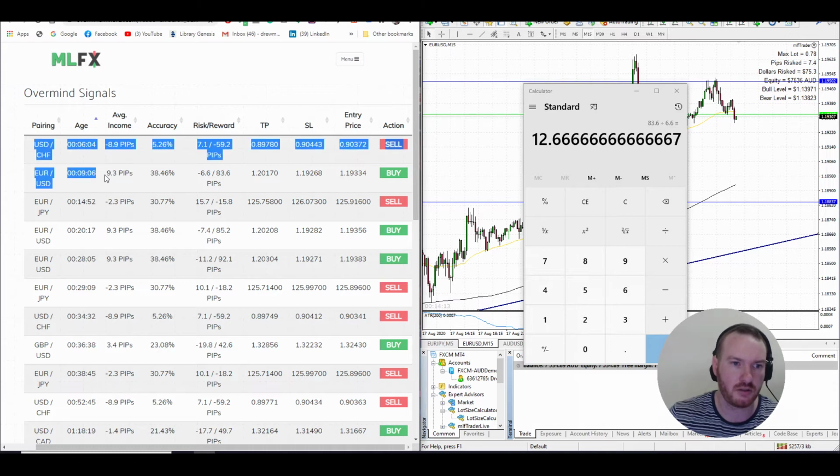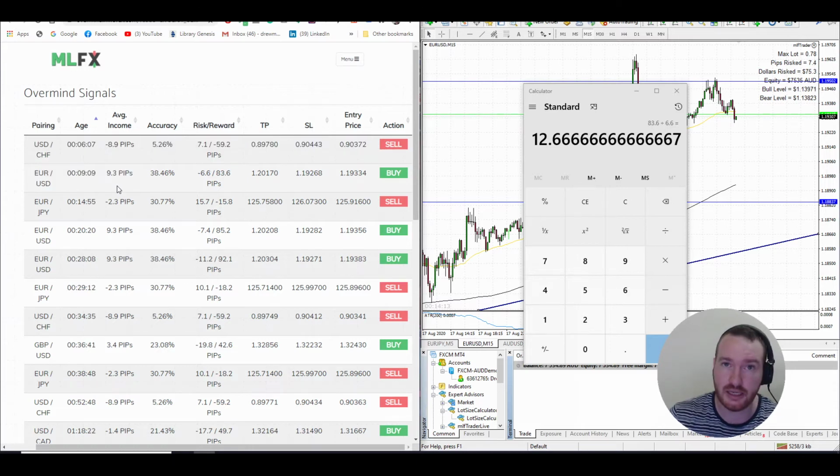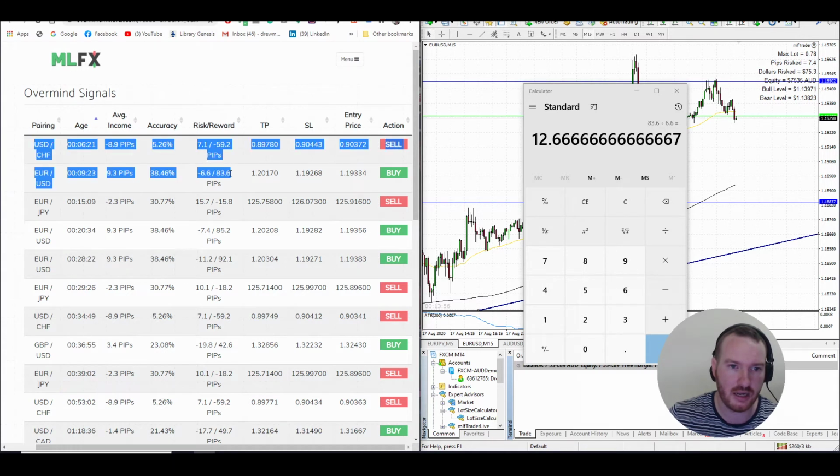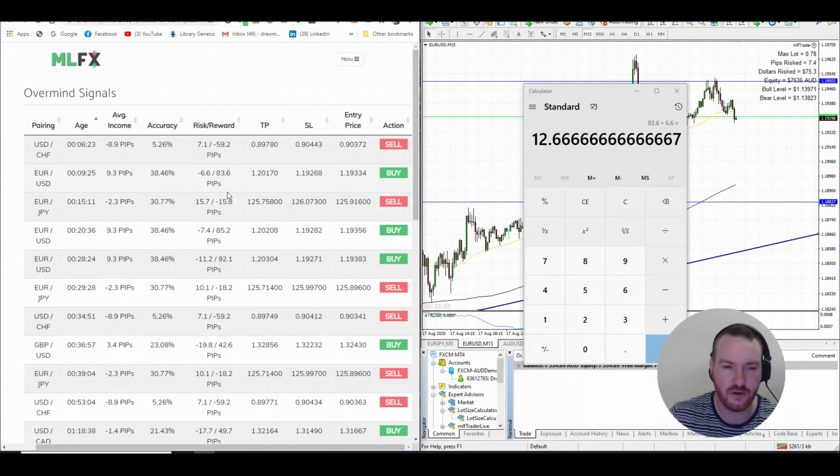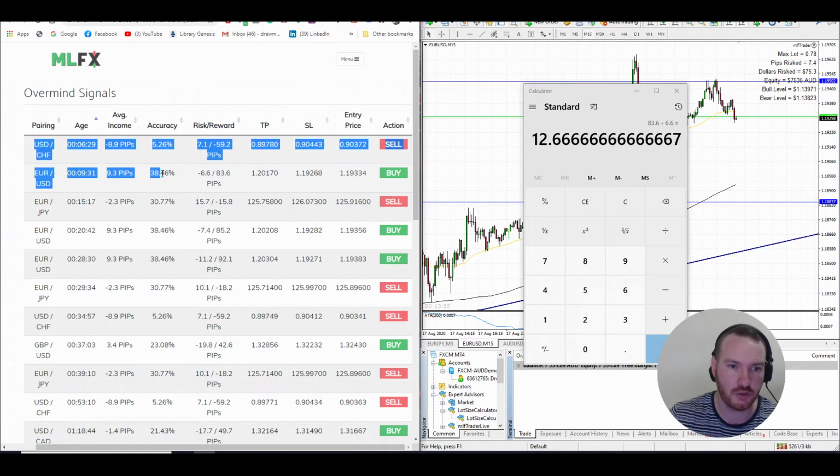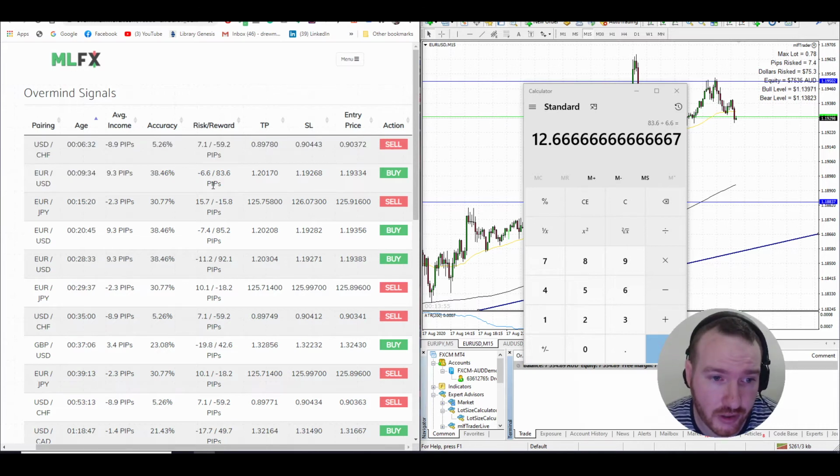And then on the flip side, we have this trade here, which has got a 9.3 pip average income per trade that it's taken. So this is on average a very profitable trade to take. However, you also see that it's looking for 83.6 pips. So it's a very, very large reward that it's looking for, but it's also showing me that on average this agent is accurate. So it hits the take profit, or it wins 38.46% of the time, which is pretty impressive. So all things considered, that is why I took this trade.